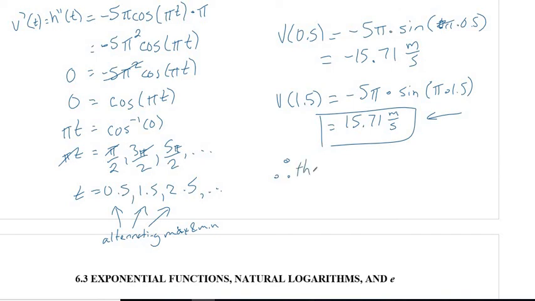Therefore, the maximum speed of the pendulum is 15.71 meters per second. So a little bit tricky, but as long as you use a bit of know-how, use your differentiation rules, and just a bit of logic about periodic, sinusoidal functions, then it's not too bad.